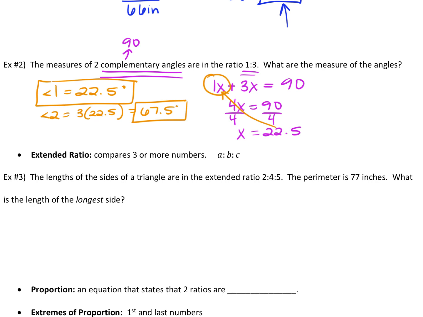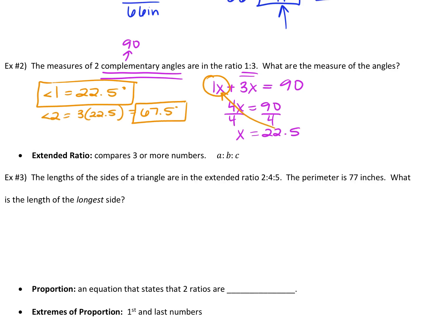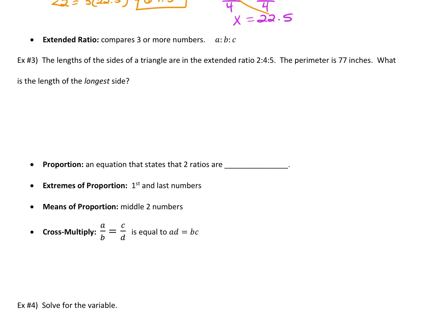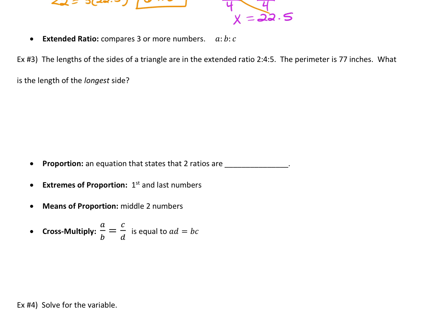Okay, so sometimes there's what's called an extended ratio, and that just means make the ratio longer. A to B to C, or A to B to C to D. You can have a whole slew of numbers that you're comparing here. So when that happens, it really doesn't change much in how you set the problem up. It says the length of the sides of a triangle are in the extended ratio, 2 to 4 to 5.